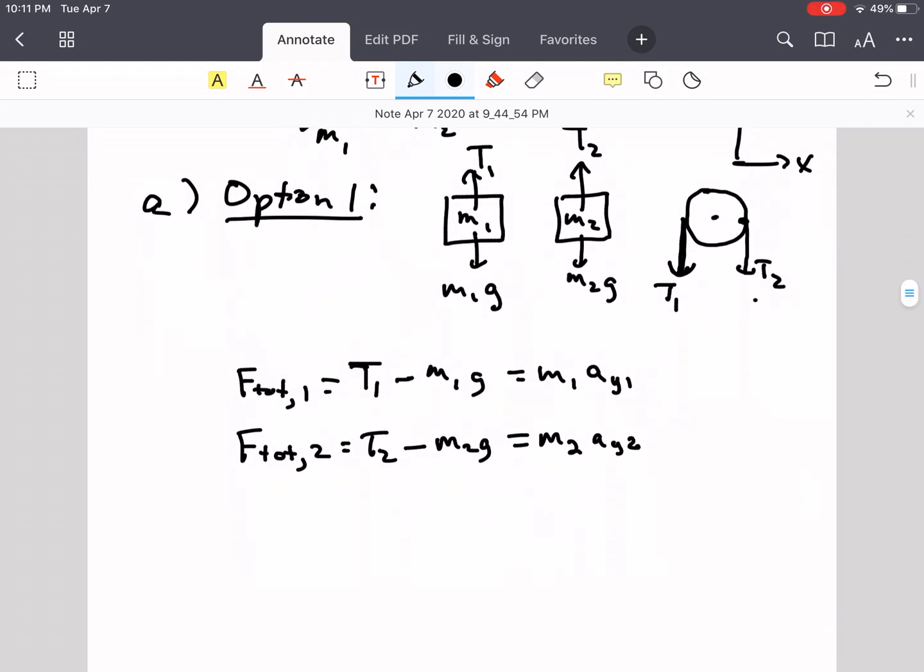Finally, since the pulley is only rotating, all we're going to talk about is the torque. And by the way, those are both the forces in the y direction. Sorry about that. So let's talk about the torque. Notice that T1 wants to do counterclockwise rotation, so that's going to cause a positive torque, T1R. And T2 wants to create a clockwise rotation, so that's going to be a negative torque in the z direction, negative T2R. And that in turn is going to be equal to I times alpha.